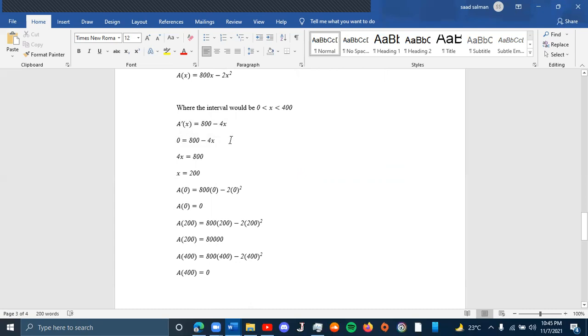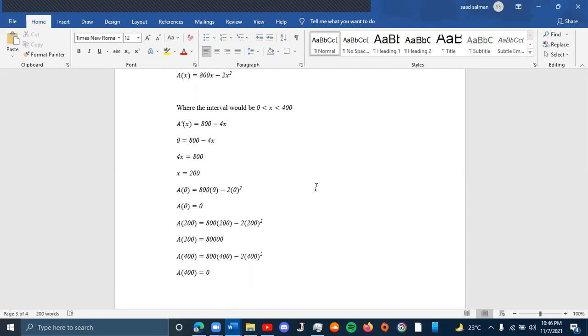So we'll put a 0 there. 0 = 800 − 4x, which would give us 4x = 800, and which will give us x = 200. Now we'll substitute 0. So A(0) = 800 · 0 − 2 · 0². So A(0) = 0.